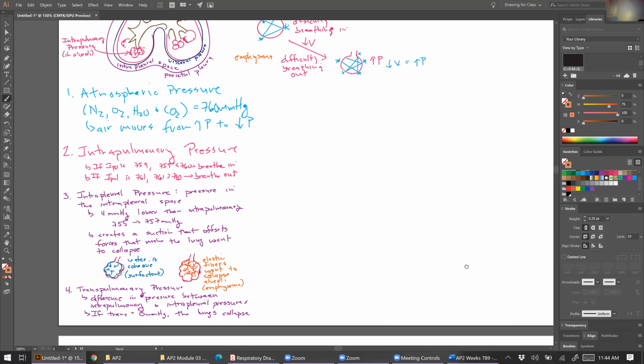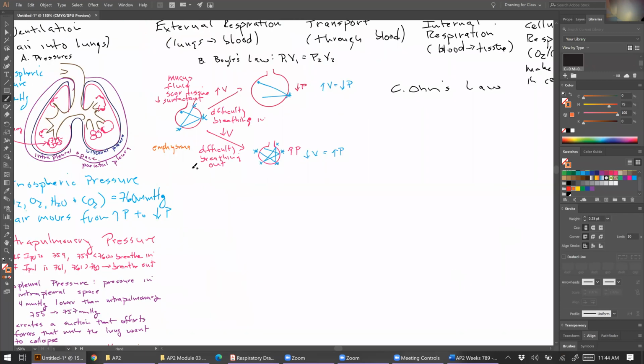And again, I like to just be redundant as heck. So we're just going to write here, inhalation problems equals difficulty increasing volume, and difficulty decreasing pressure. So difficulty breathing in. Realizing I shouldn't talk and write at the same time because I cut myself off.